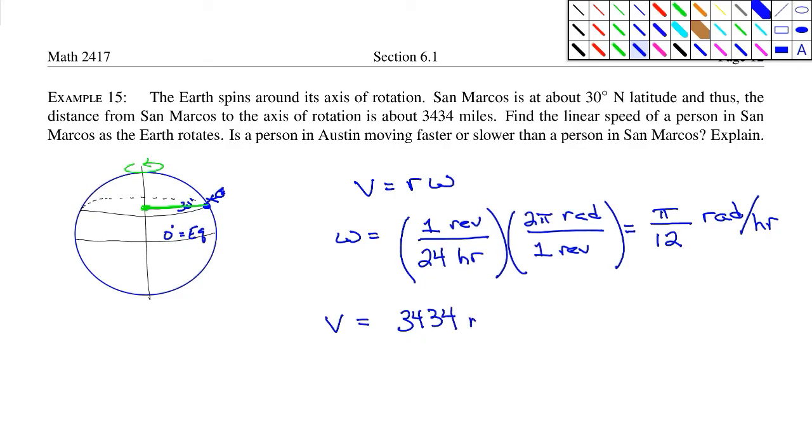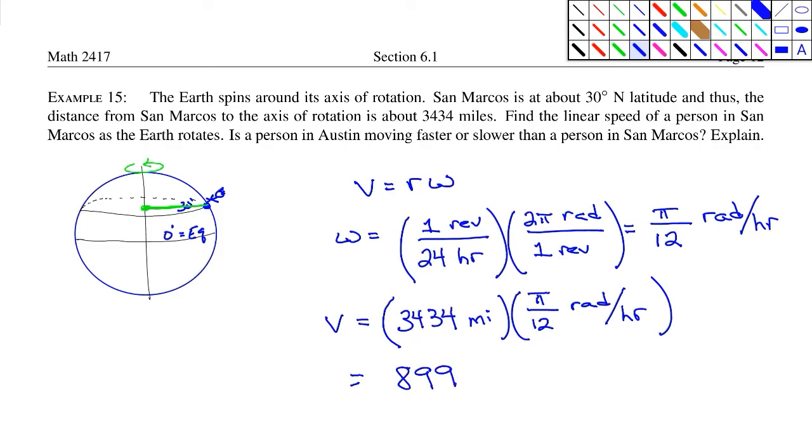All right, so we'll go with 3,434 miles times omega, pi over 12 radians per hour, and that is 899.02 miles per hour.